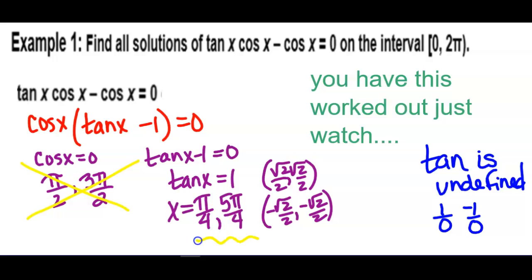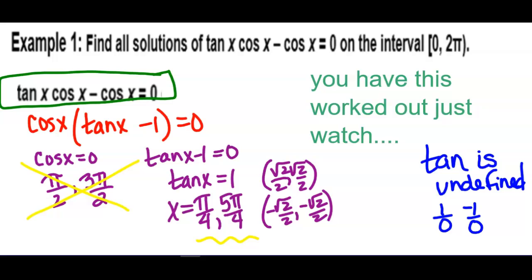So the only two solutions that work are here. Now, one way to figure out that there's only two solutions is to graph the original equation, to put this in your calculator and check how many times it hits 0 between 0 and 2 pi. Now, I didn't talk about this, I should have.